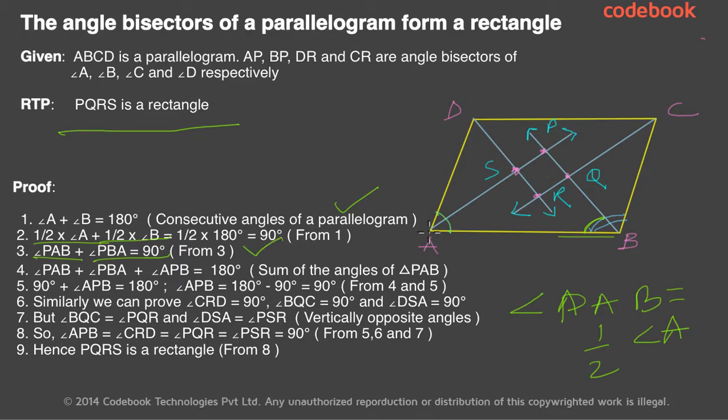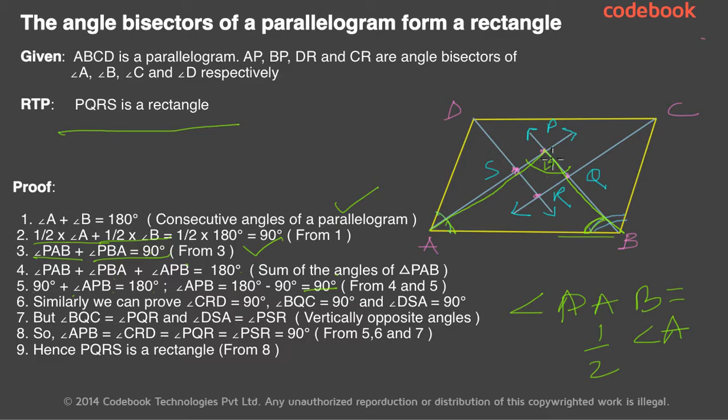So now let us look at this triangle APB, right? We have been given that half A plus half B is 90 degrees. Angle PAB plus angle PBA plus angle APB is equal to 180 degrees. But we know that these two angles sum to 90 degrees. So substituting that, we have 90 plus angle APB equal to 180. So angle APB is 180 minus 90, so this is 90 degrees. So we have proven that this angle is 90 degrees.